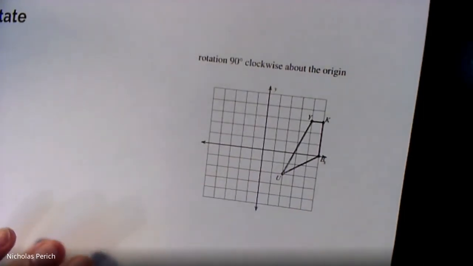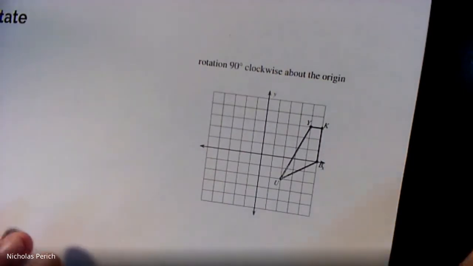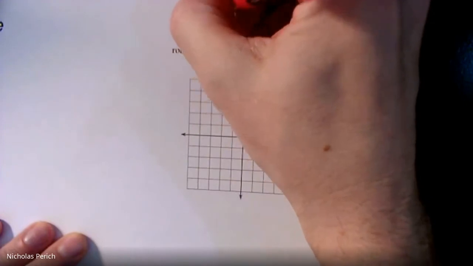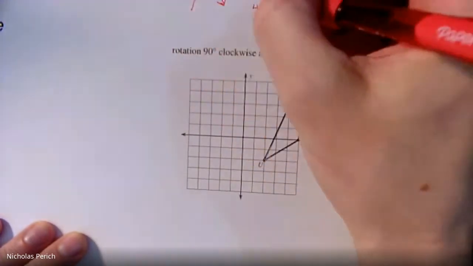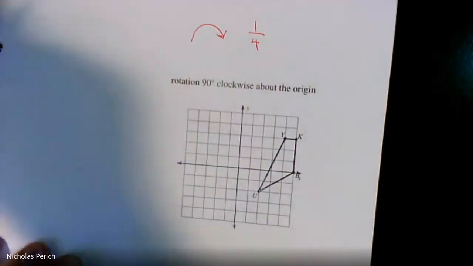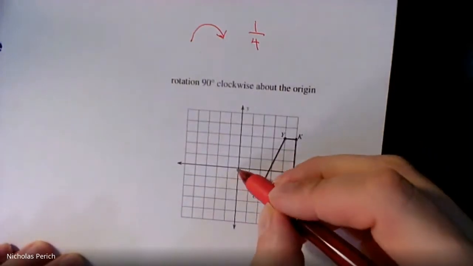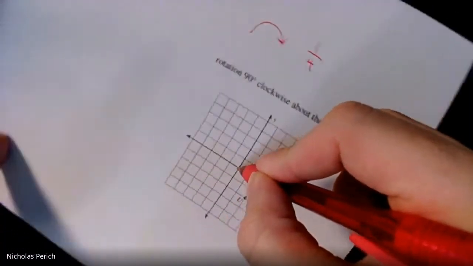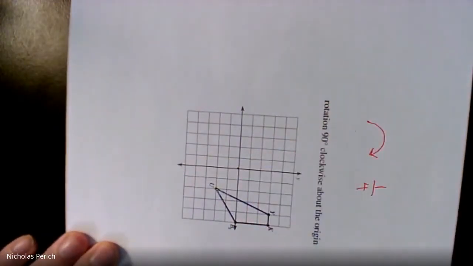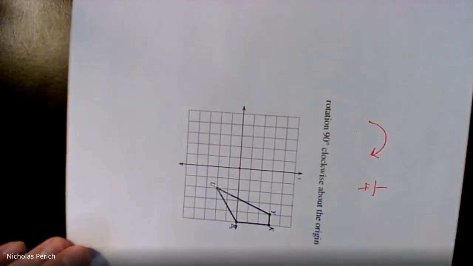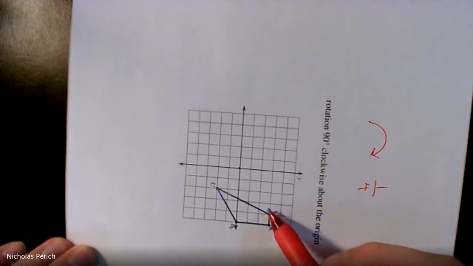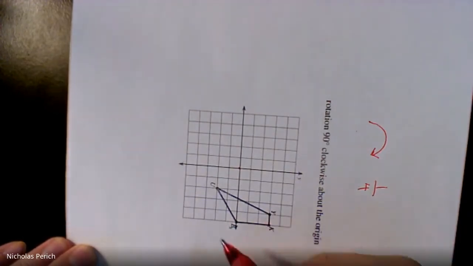Rotation 90 degrees clockwise about the origin. So according to what that says, I'm going to go this way 1/4 turn. So let's take our paper, spin 1/4 turn. Now time to write down the points as they appear. I have 4 points. Y, U, I wish that was a C because then it would be yuck, but I think that's B. Y, U, B, K.